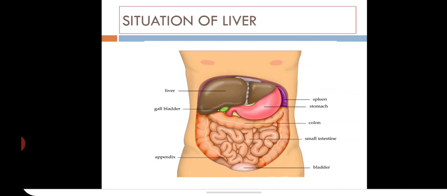Do you see the shape of the liver? It is like a triangle, with the apex towards the left and the base towards the right. The color is dark reddish brown. The adult liver weighs 1 to 1.5 kg in males and 1 to 1.2 kg in females.